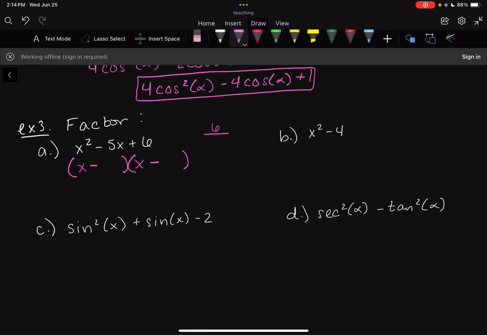So the 2 numbers that would get us here, I could either do 1 and 6. That's not going to work. I could do 2 and 3. That one will work.